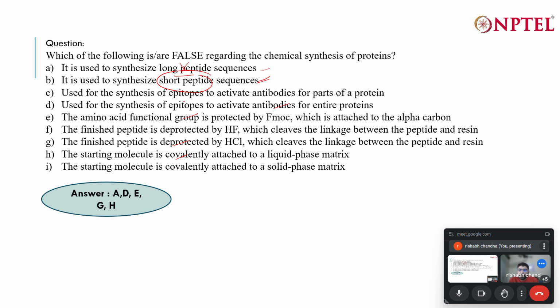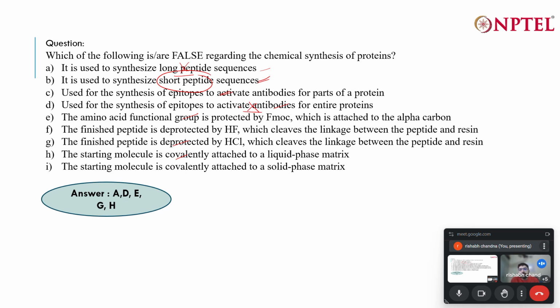Then it is used for synthesis of epitopes to activate antibodies for parts of the protein. Yes, this is correct, because the whole protein is not an epitope of a particular amino acid. There are different parts of the protein that act as an epitope. So this is correct. Now, used for synthesis of epitopes to activate antibodies for entire proteins. No, this is false. So A and D are false now.